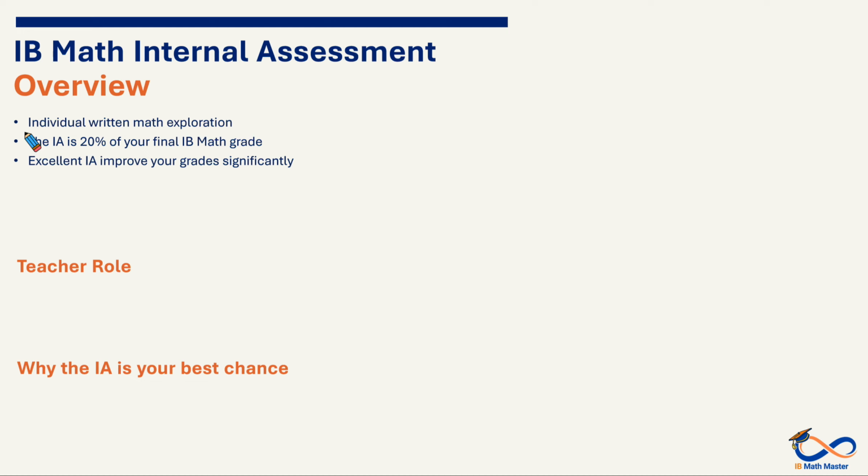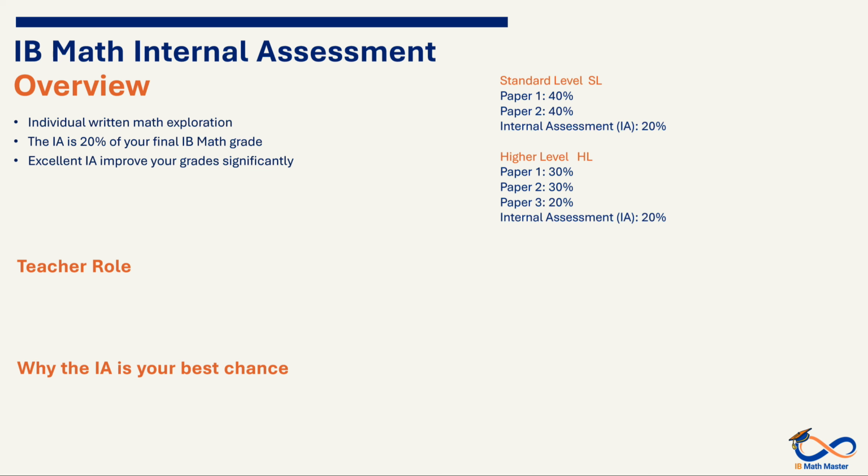So first, the IB Math IA is an individual written exploration of math, and it accounts for 20% of your final IB Math grade, regardless of whether you're studying IB Math AA or AI, standard level or high level. Now, this 20% is really a big contribution to your final IB Math grade, because as you see here, let's say, for example, you are studying high-level math. Here, paper 1 accounts for 30% of the final IB Math grade. Paper 1 has a total of 100 marks.